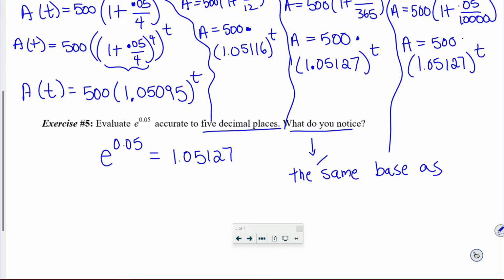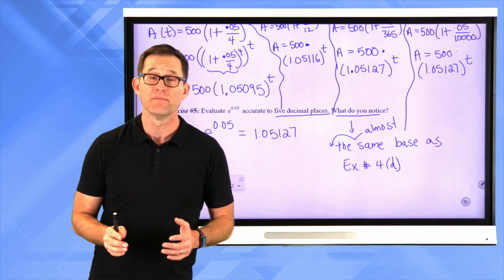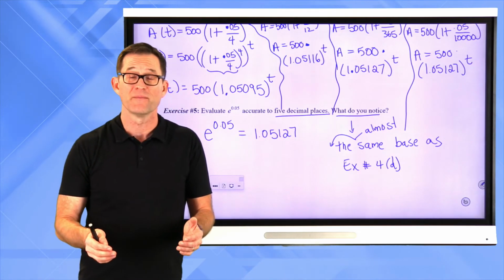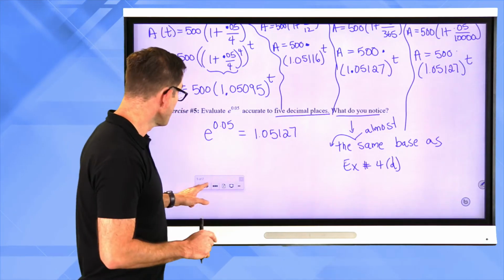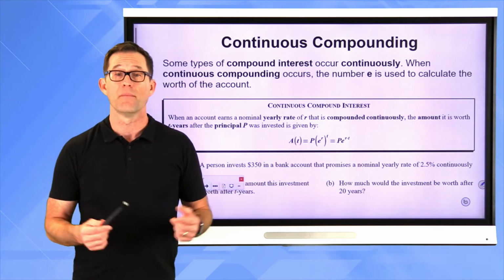Well, maybe I should put almost. And maybe I should put almost there. Almost the same base as exercise number 4D. It certainly is the same base out to 5 decimal points, but it is a little bit bigger. And that leads us to the final topic with e and the natural log, called continuous compounding.